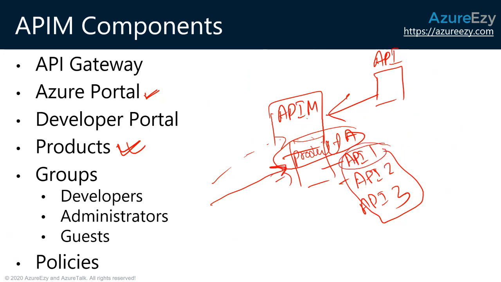So a product is a kind of metadata which acts as an interface between the API and the user. So the user is supposed to subscribe to the product, and based on the product, he will have access to certain APIs. So think of a product as a kind of subscription plan.